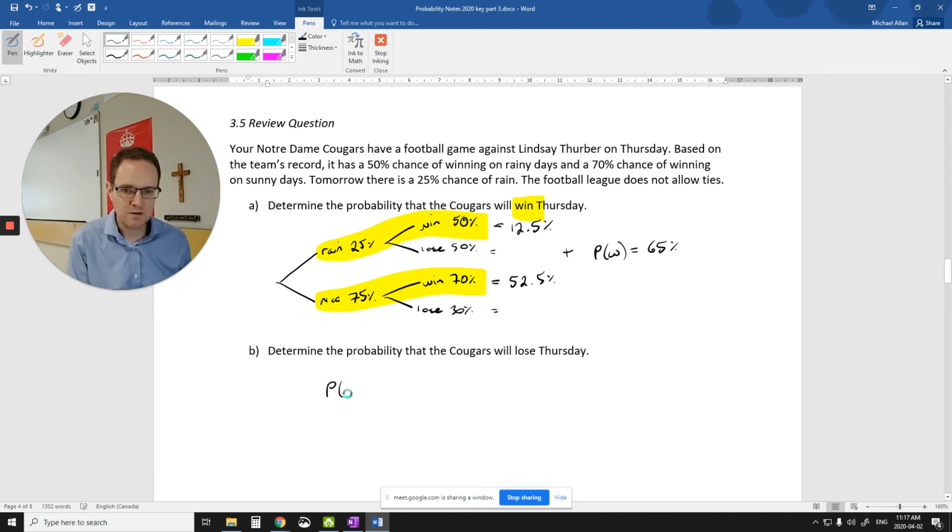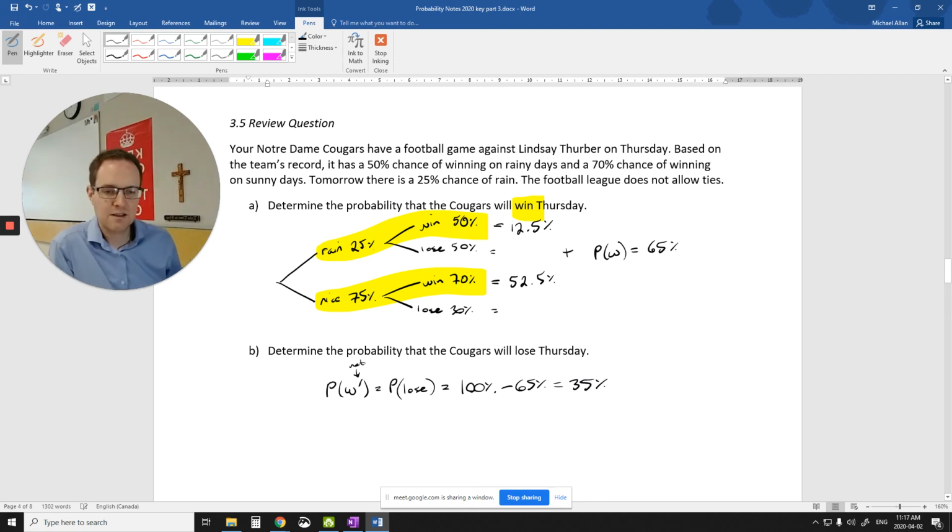Now, you can go through this tree and actually just find these other two numbers here. But what we know is that if you don't win, you've lost, right? So probability of not winning, that's what this means. Remember, this little symbol means not, means you've lost. That also just means I'm going to go 100% minus the 65% I already have. So there's a 35% chance that they're going to lose.